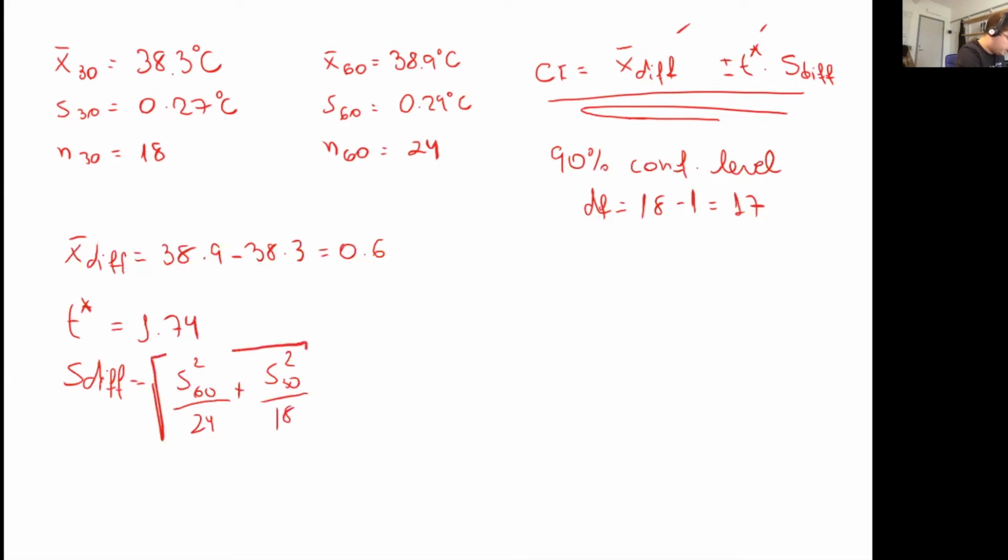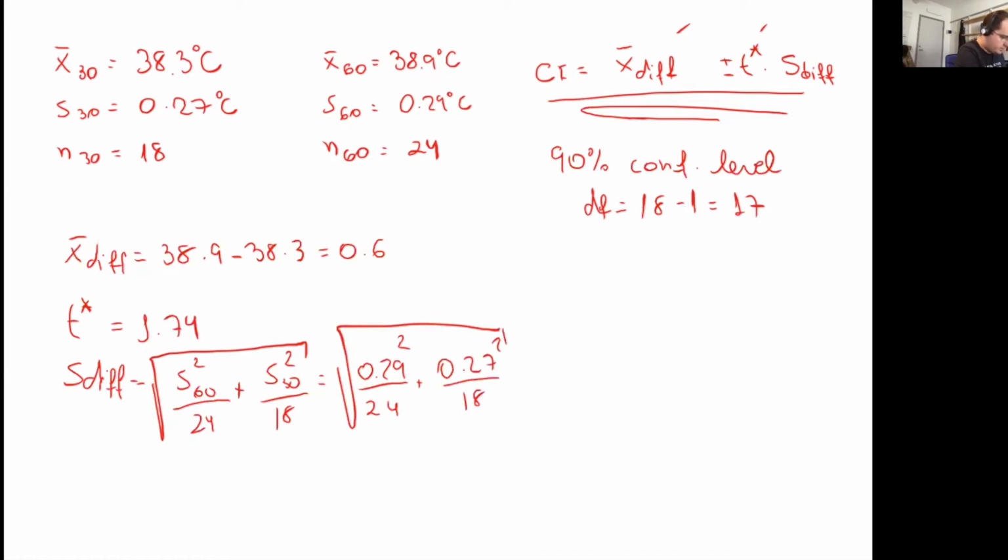Then I'm going to take the square root of this thing, and I guess this is going to get a little hairy, which is no problem, but I have it here, so I'm just going to put it here, because I did this before. So this will be 0.29, which is the standard deviation of the 60 minutes, right? Squared, divided by 24, plus 0.27 squared divided by 18, again because this is the standard deviation for the 30.